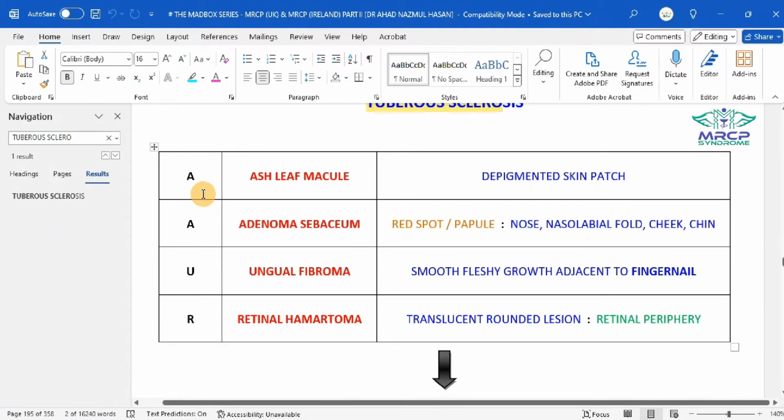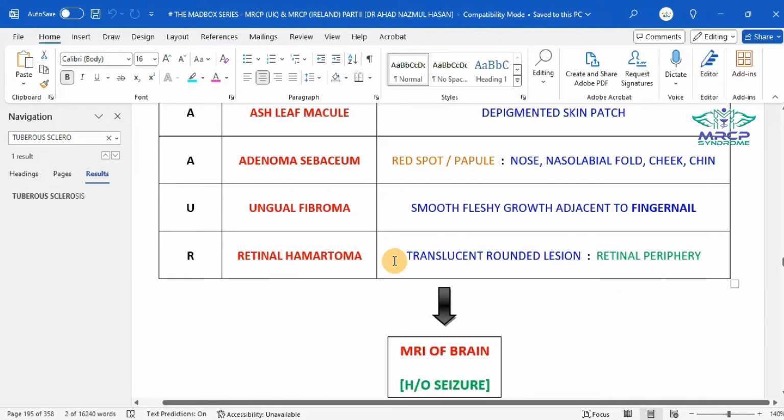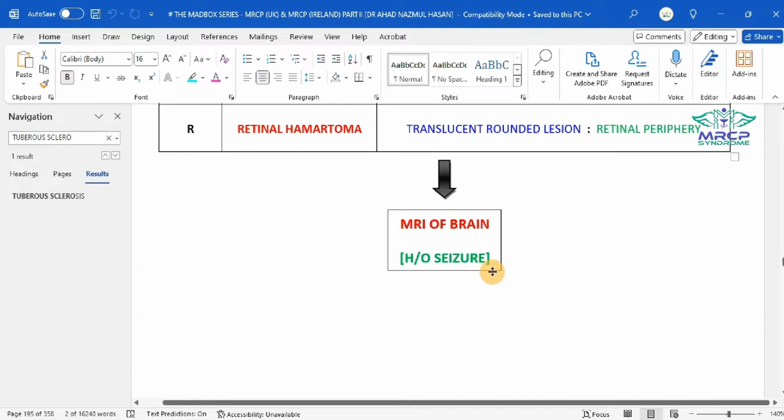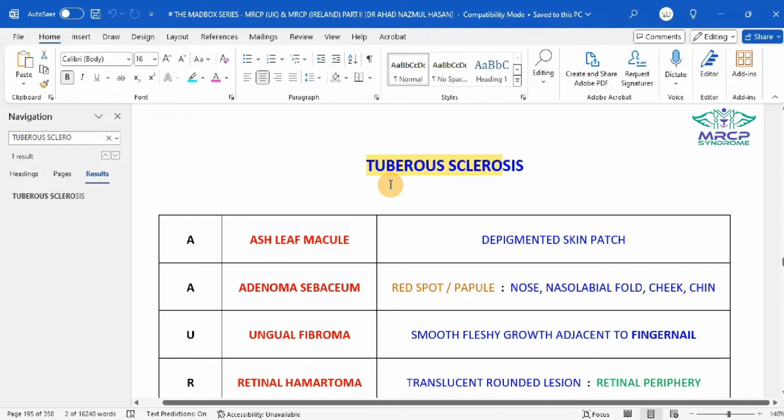So you can remember with the mnemonic AUR: ash-leaf macule, meaning the depigmented skin patch; adenoma sebaceum, meaning the red spot or papule, usually involving the nose or nasolabial fold or cheek or chin. There may be ungual fibroma, a smooth fleshy growth adjacent to the fingernails, and retinal hamartoma, a translucent rounded lesion exhibiting from the retinal periphery. Invariably they will have a history of seizure, and the choice of investigation should be the MRI of the brain.